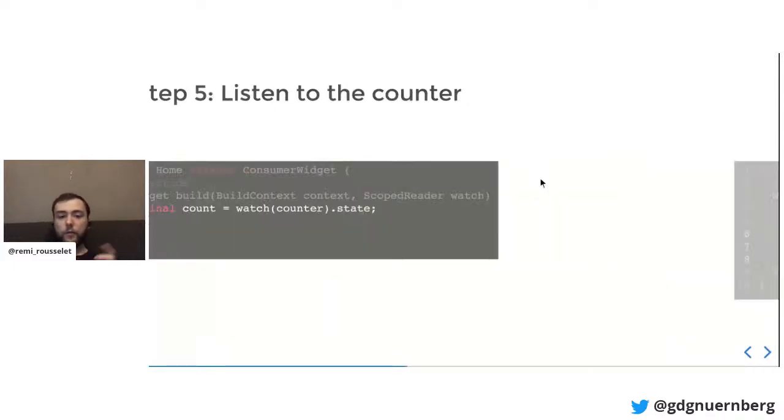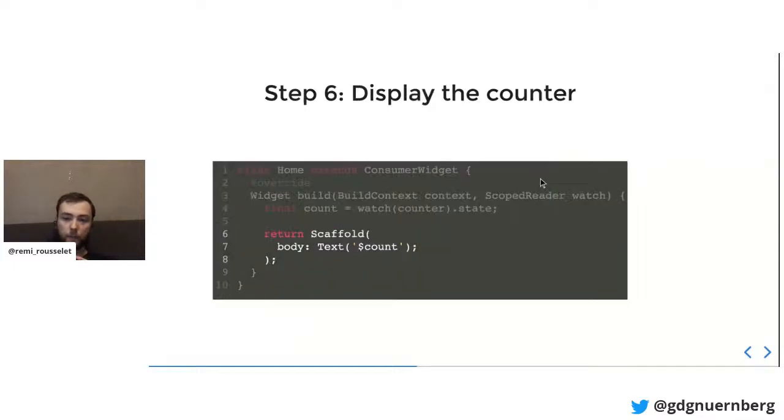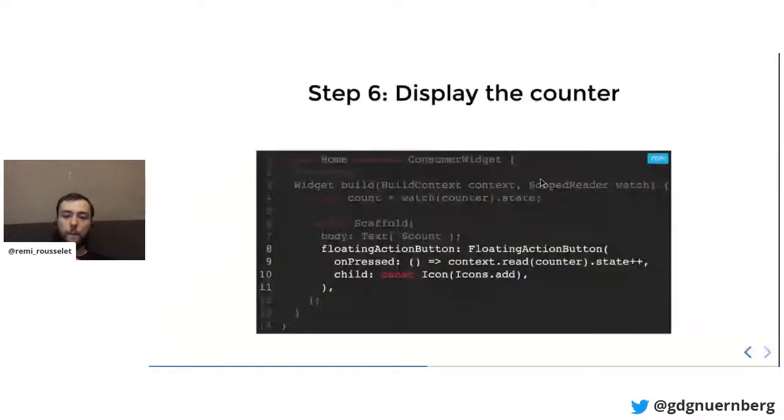So then we can just return a Scaffold with a Text to render the text as we would usually do. So here at this step, it would just render 0 and do nothing else. Finally, what we need to do is to add a floating action button. That floating action button will be used to increment the state of the provider. So we first just use the typical syntax, FloatingActionButton, and we pass it an icon, nothing special here.